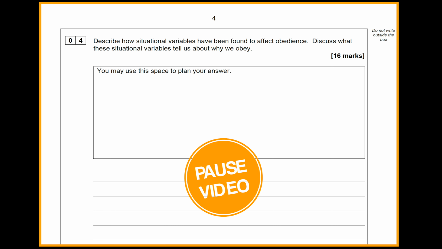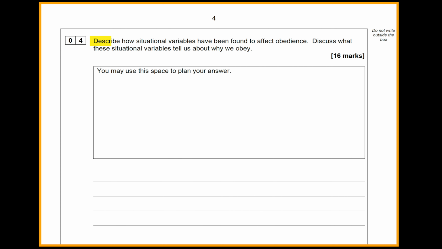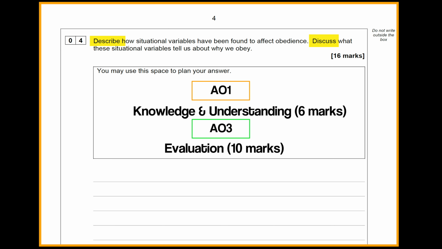Now we come to the essay. Question 4 reads, describe how situational variables have been found to affect obedience. Discuss what these situational variables tell us about why we obey. 16 marks. The command words are describe and discuss. This is a typical essay question with 6 marks for AO1 and 10 marks for AO3 evaluation.